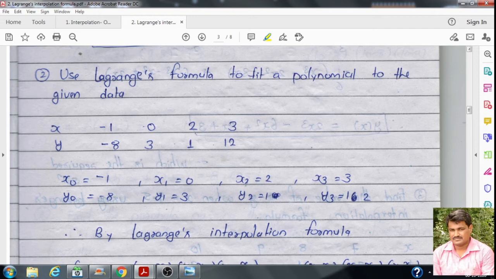The second problem is to use Lagrange's formula to fit a polynomial to the given data. Here the data contains x and y. The values of x are -1, 0, 2, 3, and the values of y are -8, 3, 1, 12. Then to find the polynomial, here the point x is not given. Here we need to find the equation or polynomial which satisfies the given data.